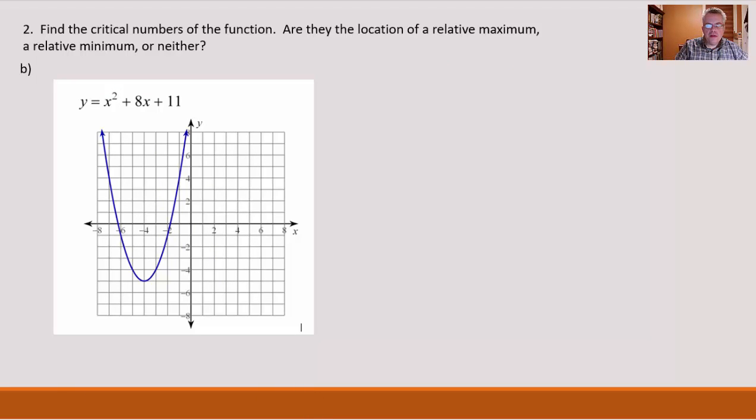Here we have a nice parabola. To find the critical points, we're going to set the derivative equal to 0. The derivative is defined everywhere. It has no sharp corners or cusps. So y prime equals 2x plus 8. And we're going to set that equal to 0. So 2x plus 8 equals 0.